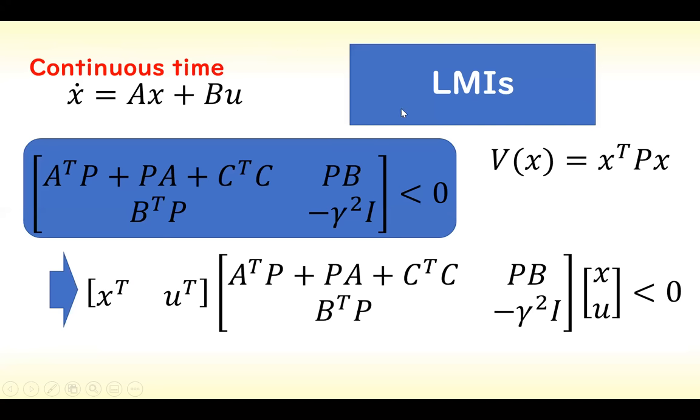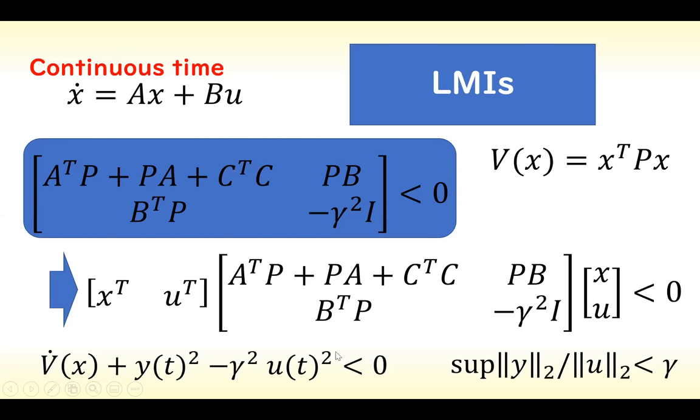Then we consider the L2 induced norm by solving LMI problems. With this LMI and P positive, we can obtain this inequality and we can prove the L2 induced norm is smaller than gamma. So we minimize gamma to analyze the control system.